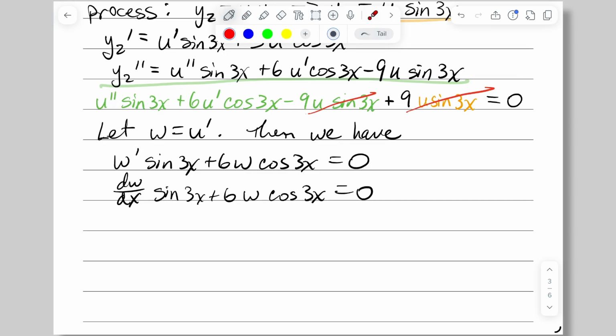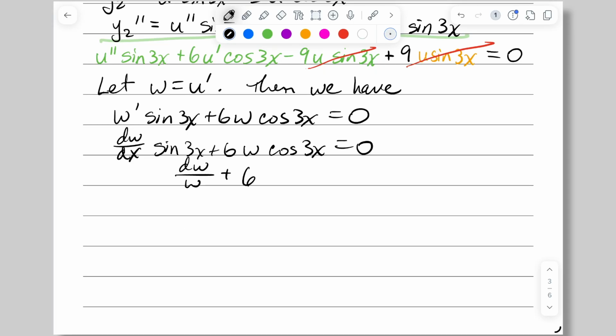And this is now a separable equation. We can multiply by dx, divide by sin(3x), and divide by w. We end up with dw/w + 6 times cos(3x)/sin(3x), that's the cotangent of 3x, dx = 0.